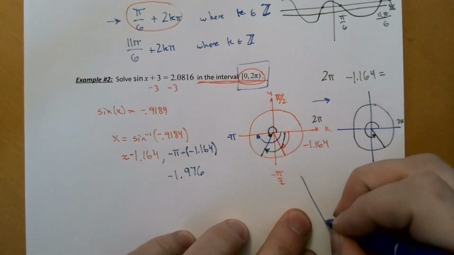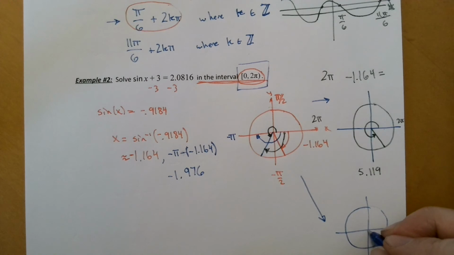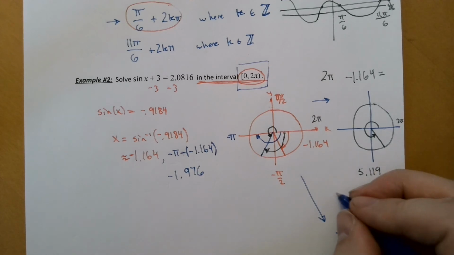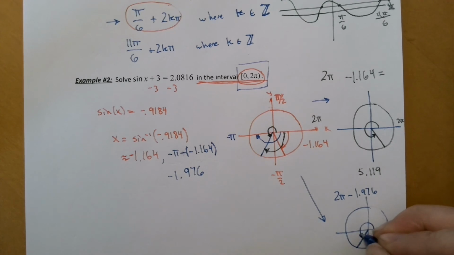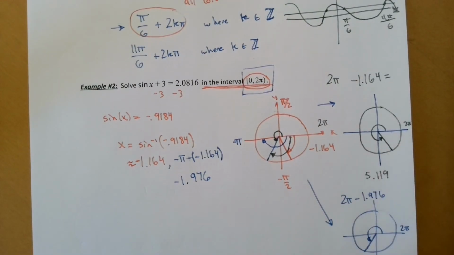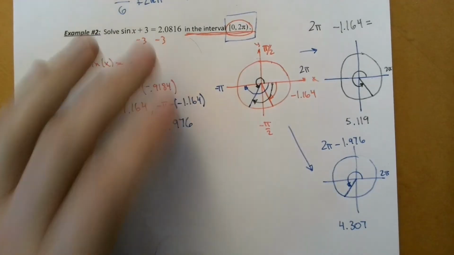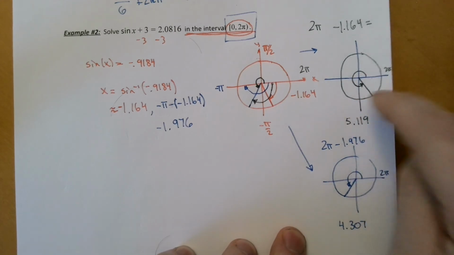And then the other one, which is this one, what I found was that this measure here was negative 1.976. So we'll do the same thing. This whole thing is 2 pi. So we'll do 2 pi minus 1.976, and we'll get this angle measure. 2 pi minus 1.976 equals 4.307 radians. Hopefully that makes sense to you, that this angle measure is a smaller measure when we look at the positive direction than this one.